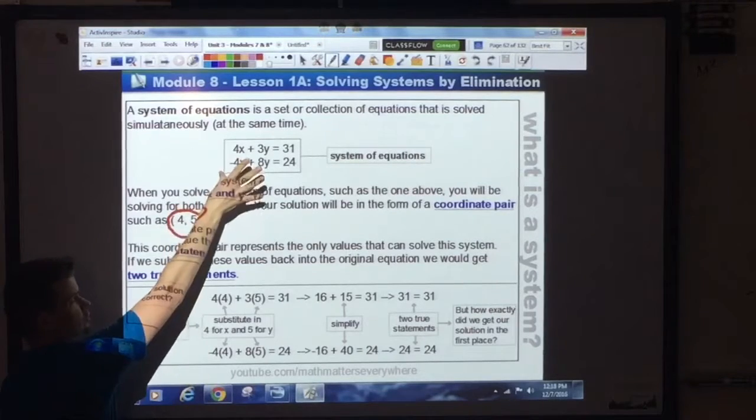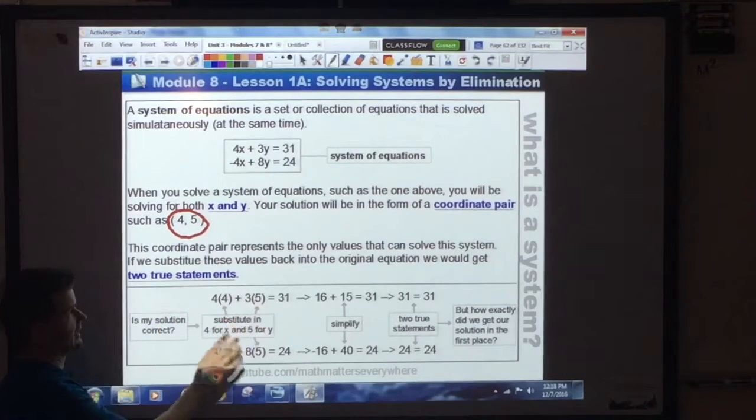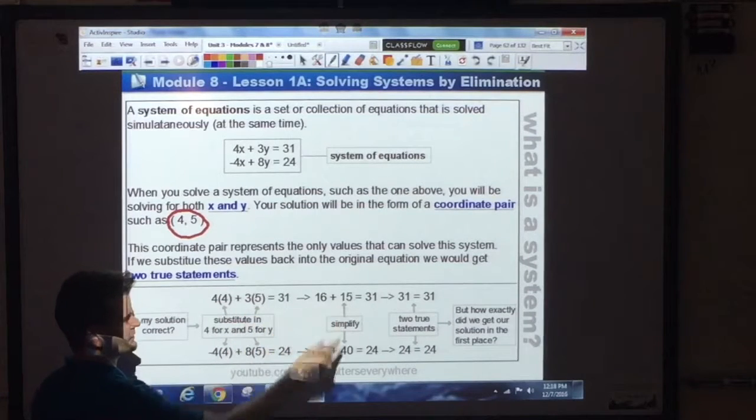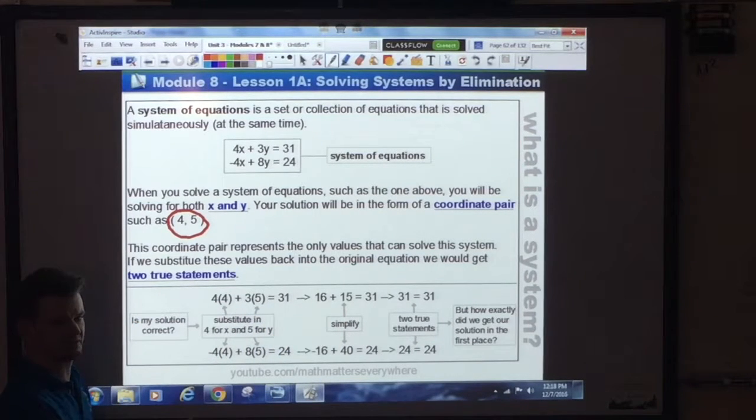So what I did is I took these equations here, they're down here now, and I replaced the x and y with a 4 and a 5, and a 4 and a 5, to see if I get two true statements. So I substitute in, I multiply and add. On the top equation, 4 times 4 is 16, 3 times 5 is 15. What's 16 plus 15? 31. Does 31 equal 31? Yes, that's your true statement. I check it on the bottom. I substitute in, I get negative 16 plus 40. If I combine those, I get 24 equals 24. So when I substitute my solution in, I get two true statements.